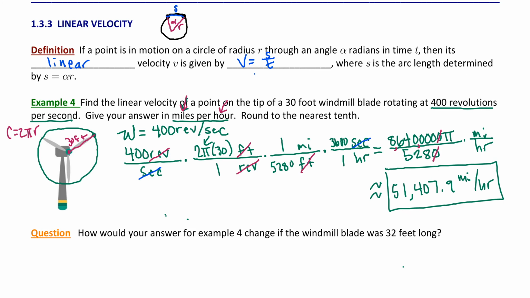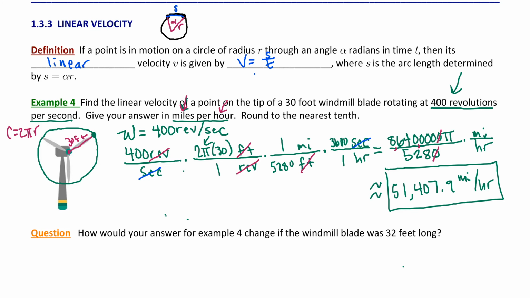I'm thinking that for the windmills out here in Texas on the plains, they're enormous. 400 revolutions per second is probably nowhere near the actual angular velocity of those giant windmills. If this were the case and you were a ladybug on the end of that windmill, you would be in for a ride.